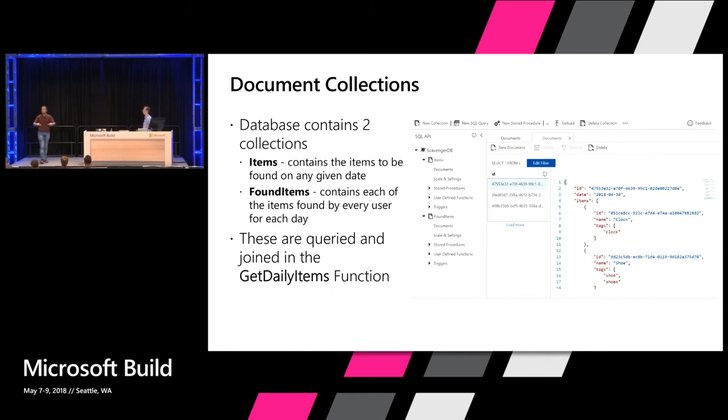So we wanted this to be fast. Instead of having a document that contains all the items that a user has found for any given day, which would require querying the database, getting the object back, updating the array, and then sending the object back, which would be slow, right? We just add items to the database when the user successfully finds one of the items he has to find. And these collections are both joined via query in the getDailyItems function.